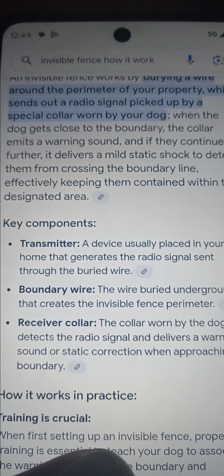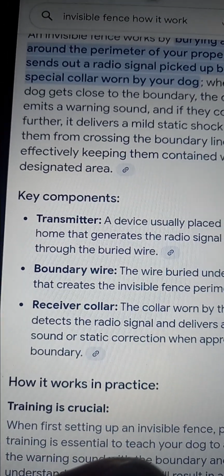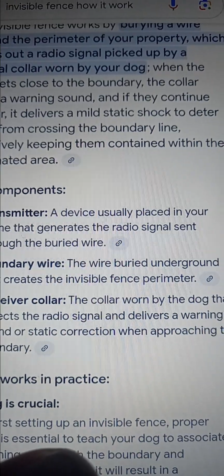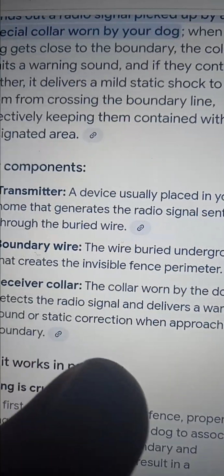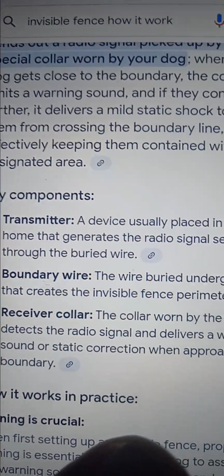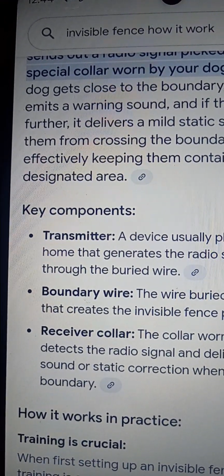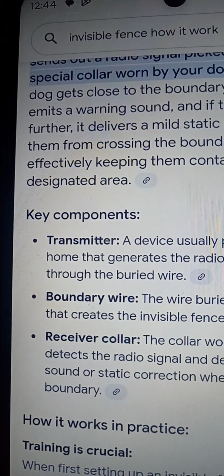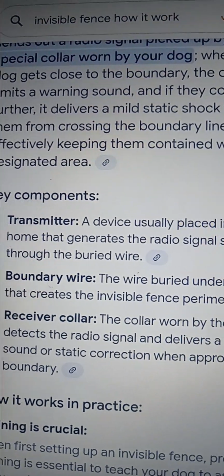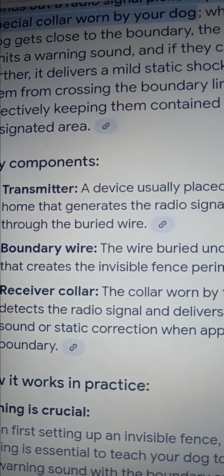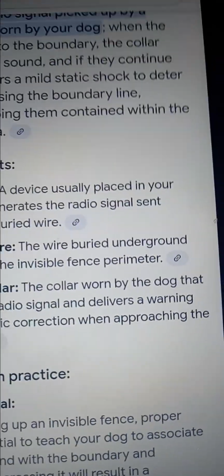Well, it comes with a transmitter, which is a device usually placed in your home that generates the radio signal sent through the buried wire. So you keep this in your house, and you take that transmitter, sort of just like your router in your house. That's a transmitter. You plug it right into the electric lines. What a computer chip that is transmitting through an antenna. Okay, pretty simple stuff, huh? Pretty basic. The boundary wire. The wire buried underground that creates the invisible fence perimeter.